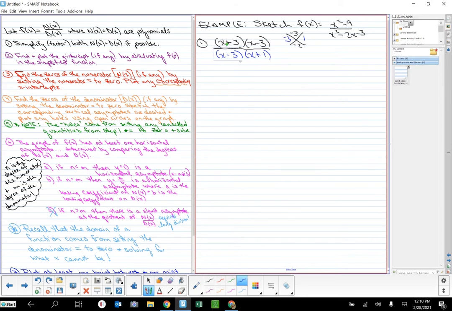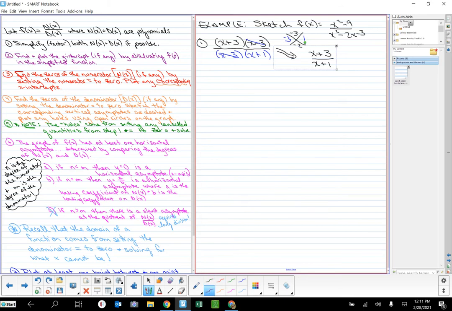Excuse me. And then you know from all the work you did back in the rational functions that if you have a common quantity that can be canceled out, you're going to cancel those out. And the simplified function is actually going to be x plus 3 over x plus 1. Okay, so that's what we've got for now.